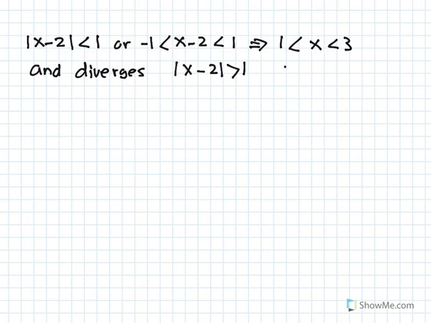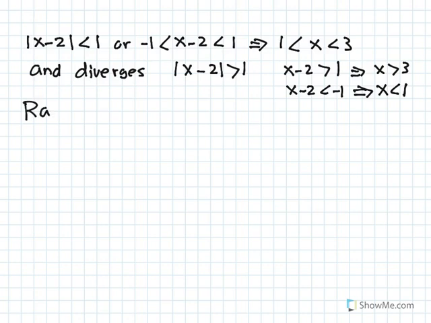So that means x minus 2 larger than 1, or x minus 2 less than negative 1. Solving for x, we get x larger than 3. Solving for x, we get x less than negative 1 plus 2, x less than 1. So the radius of convergence is equal to 1.